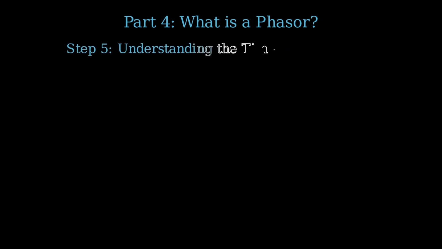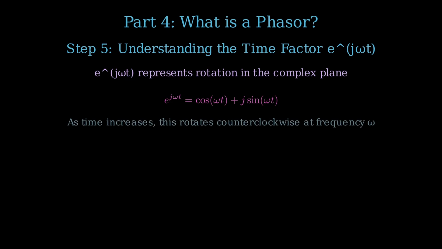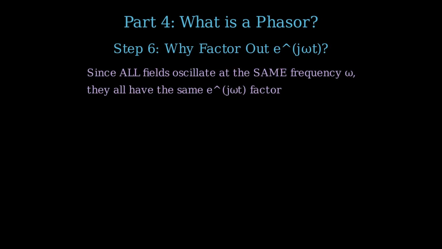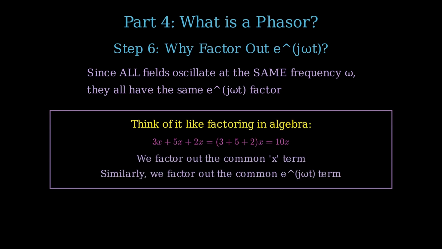So what does this e to the j omega t factor represent? As we saw from Euler's formula, it's a vector of length 1 that rotates in the complex plane. As time increases, it spins counterclockwise at a constant angular frequency, omega. And why do we factor it out? Because in a linear system, all the electric and magnetic fields will be oscillating at the same frequency. This means they all share the same e to the j omega t factor. It's just like in basic algebra, where you can factor out a common x from an expression. Here we factor out the common time term.